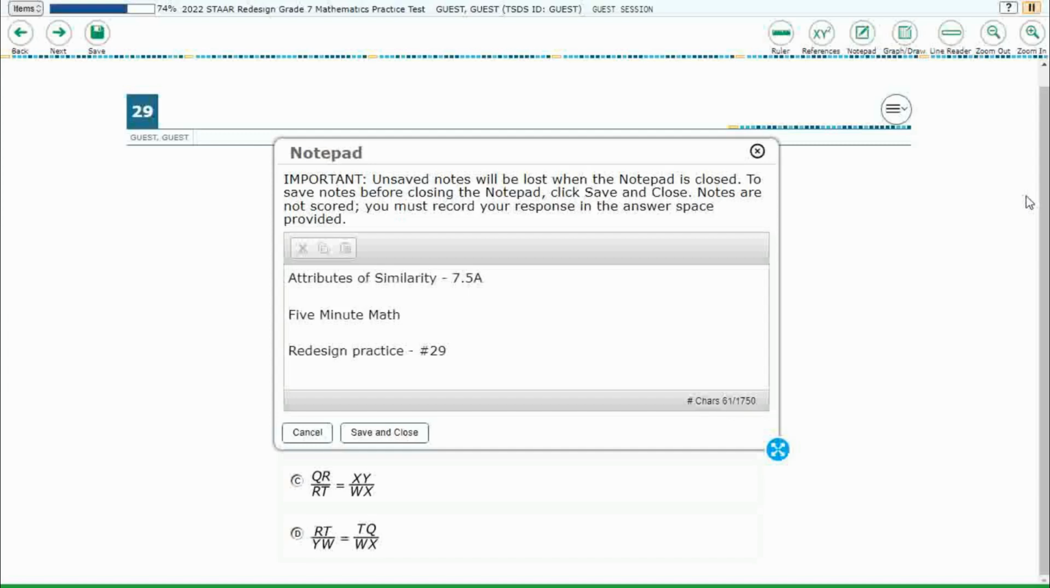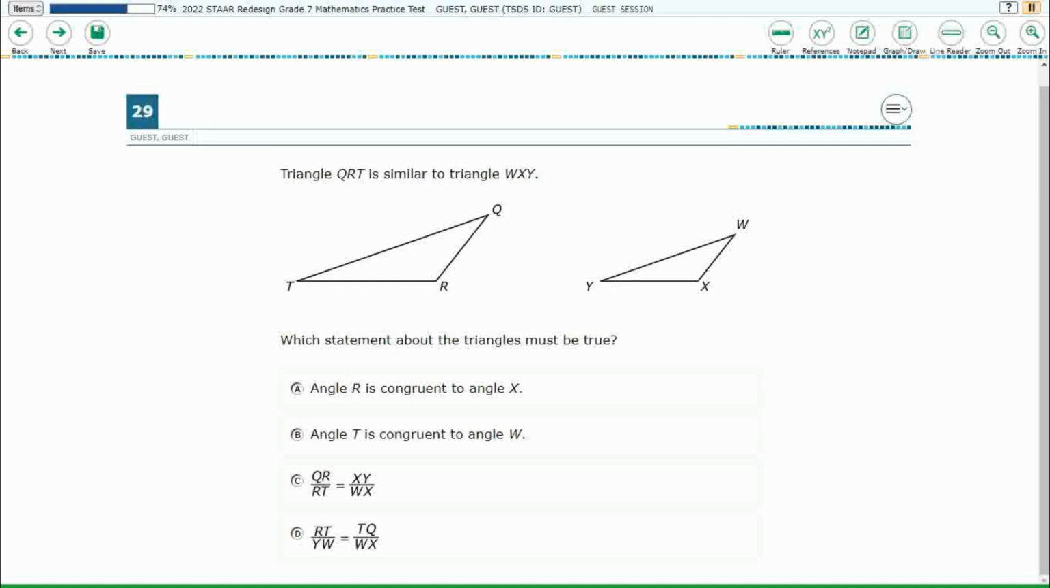Today we are looking at the 7th grade concept of attributes of similarity. This is standard 7.5a in the great state of Texas, and we are using item number 29 off the Redesign Practice Online STAAR Test. If you haven't done so already, please go ahead and take a moment to pause the video, work this problem out on your own, unpause it, and we will look at our answers together.